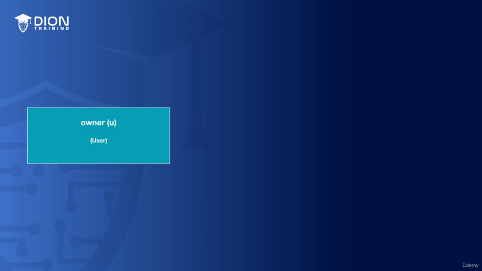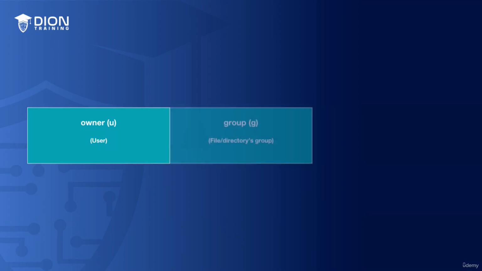This is also referred to as the user, which is why it's known as U. Now, these people are not going to impact the actions of any other users. They can only do things that affect themselves. When we move into G, or the group, this refers to the file or directory's group, and all the users who belong to that group can have those permissions.